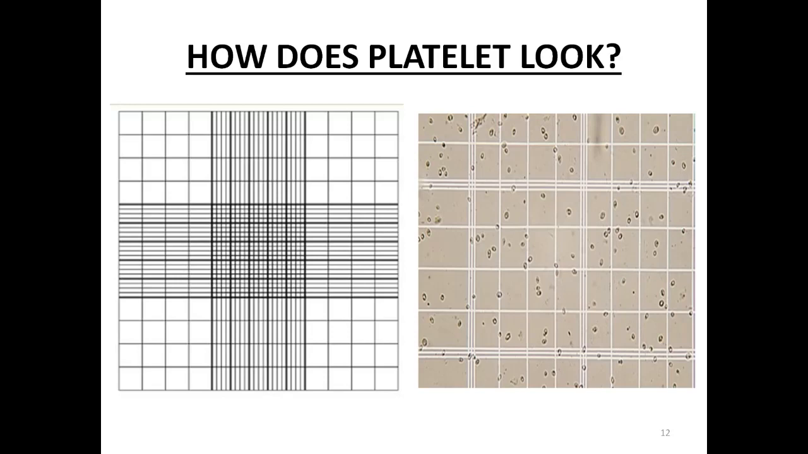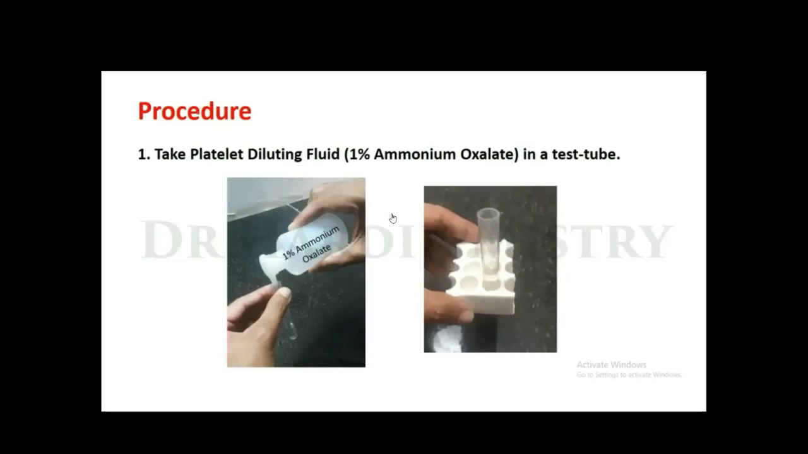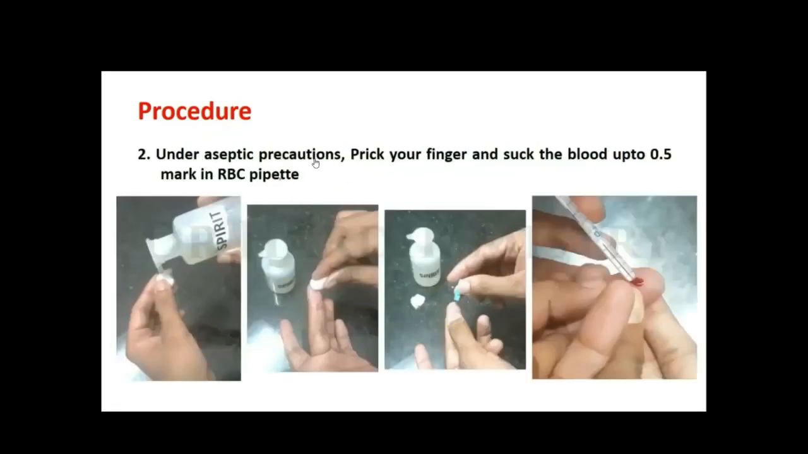Next is a video. Take platelet diluting fluid, 1% ammonium oxalate, in a test tube, or you can take it in a watch glass. Now, under aseptic precautions, you prick the finger and suck the blood up to the 0.5 mark in the RBC pipette, which has been shown in the fourth picture here.